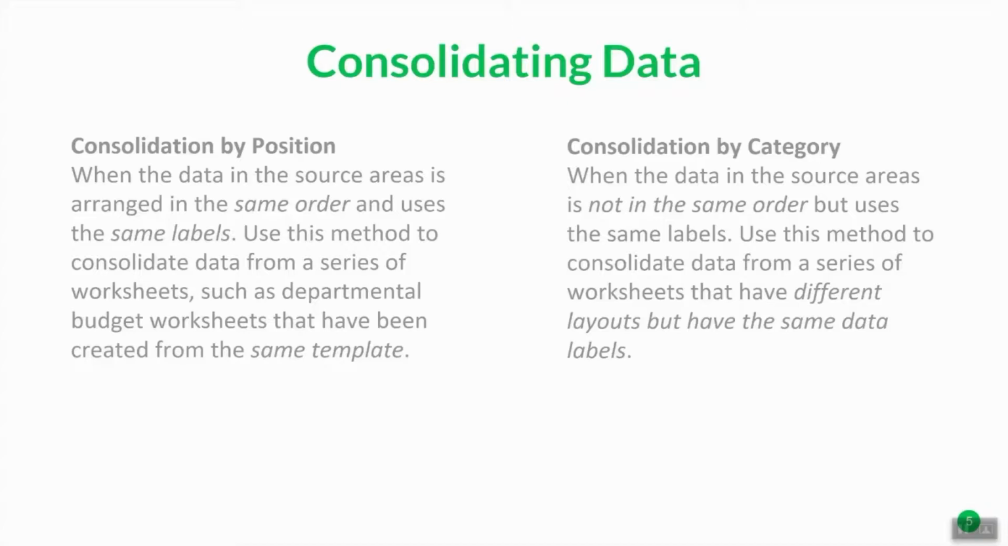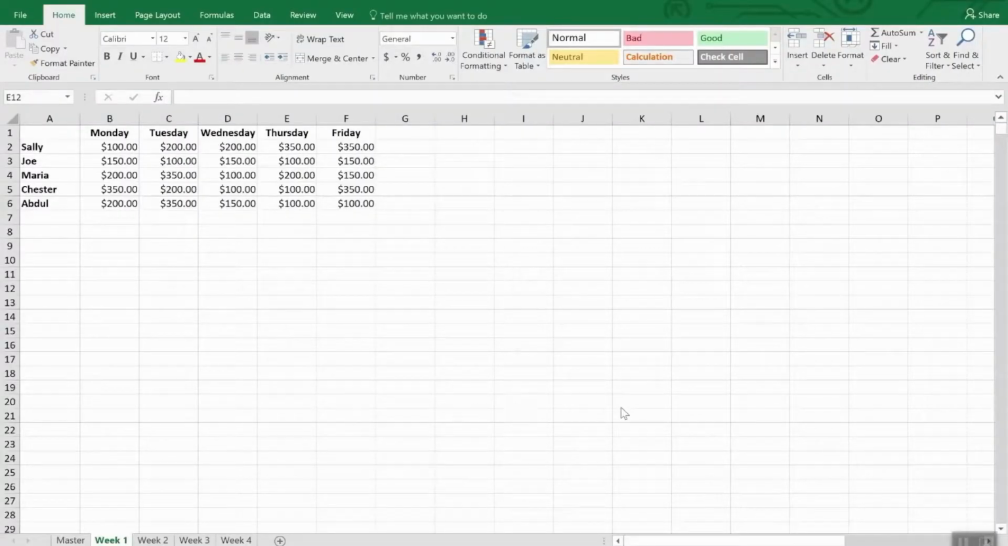By having consistency across worksheets, it'll be easier for you and anyone else to quickly get their bearings within the notebook. So let's look at an example workbook that shows the sales achieved by each sales rep by each day of the week, and each week is on its own worksheet. As we can see, we have data that is in the same order and uses the same labels. In other words, the same consistent layout. It's going to make consolidating data work like a charm. Let's go to our master sheet.